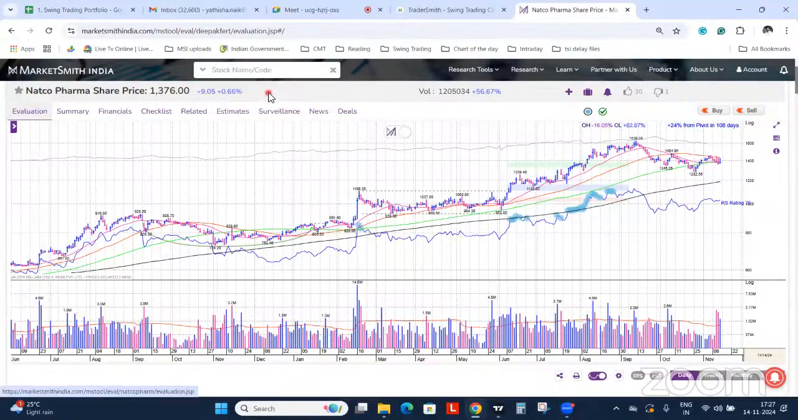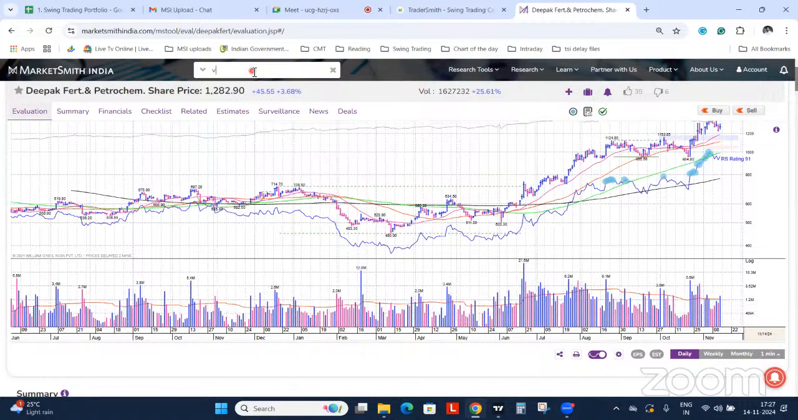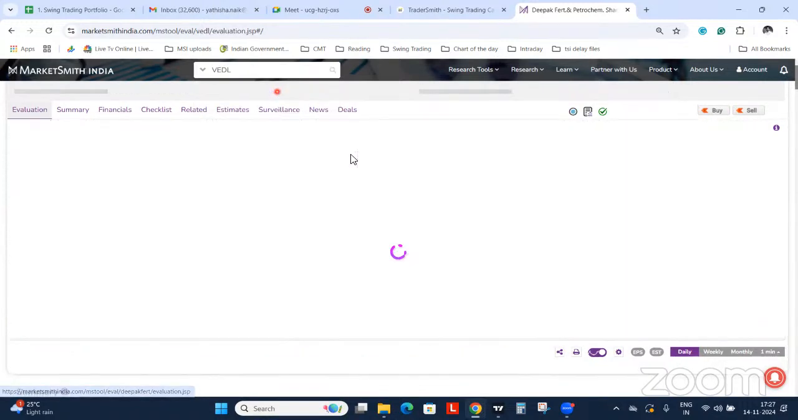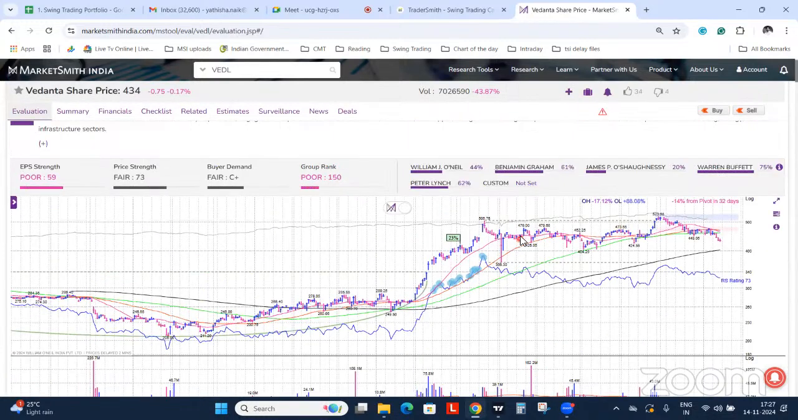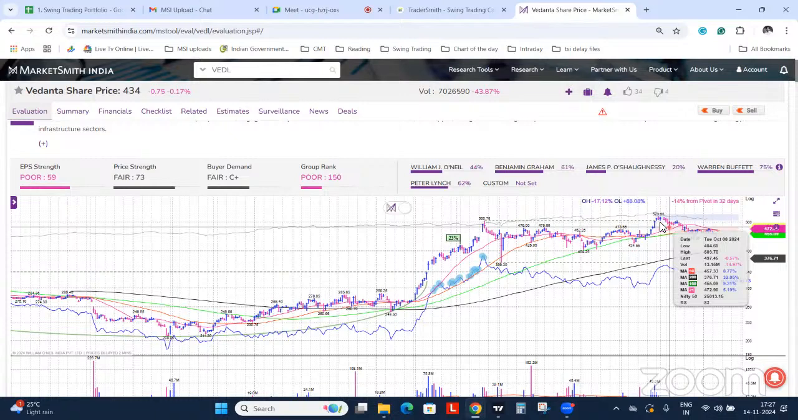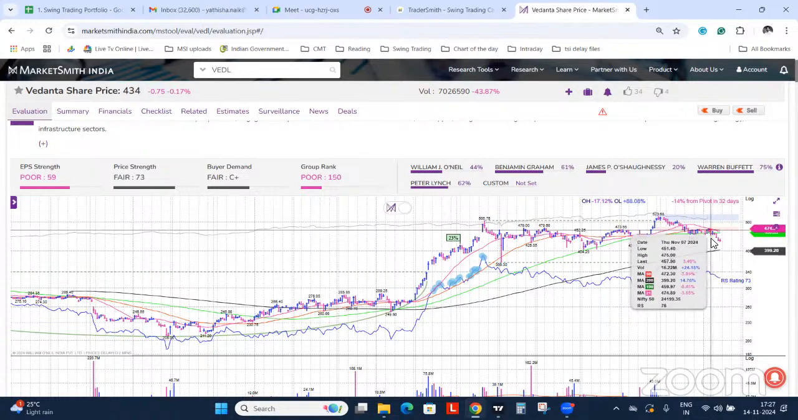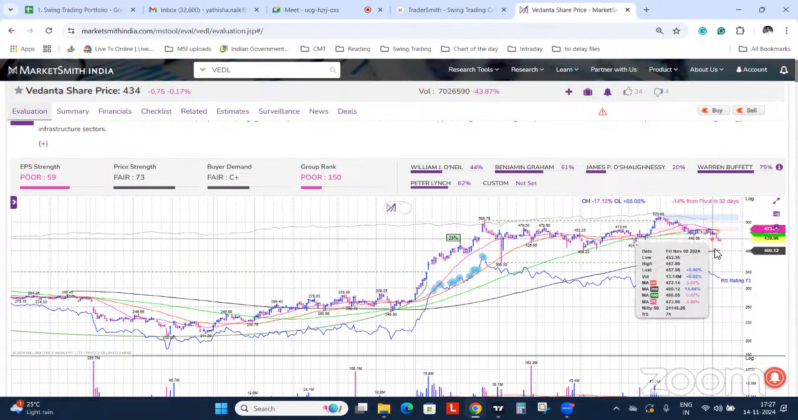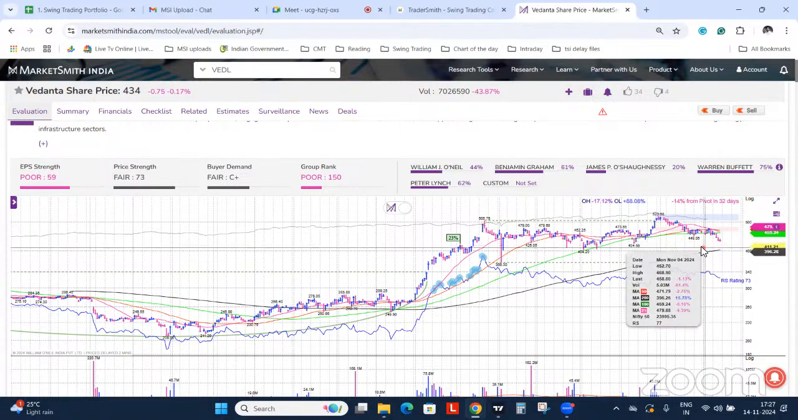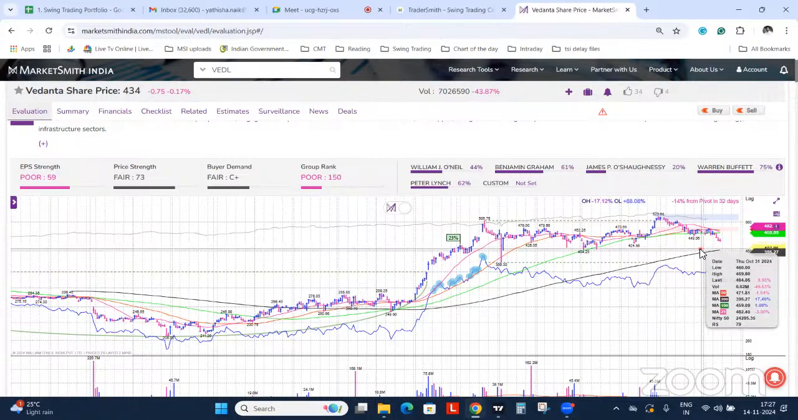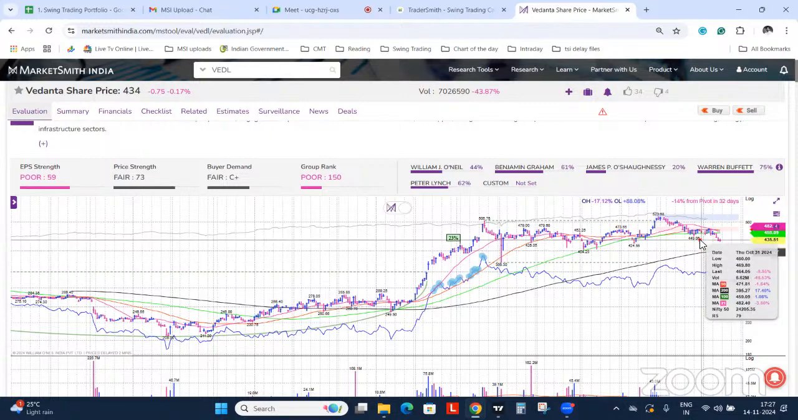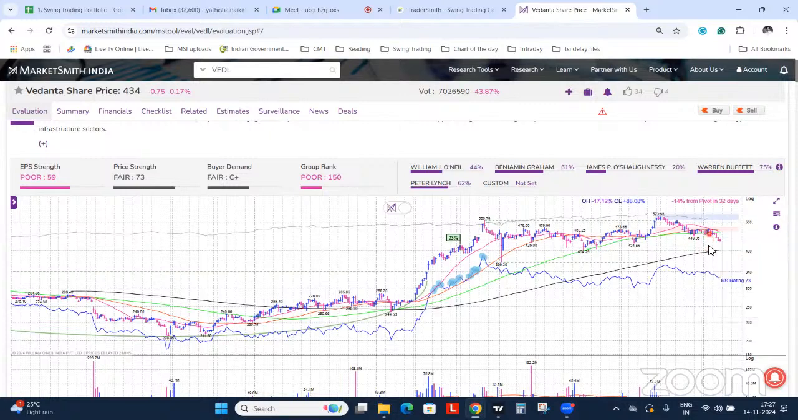Next is Vedanta. Can you take it, Atisha? Okay. Vedanta, if you see this particular stock, there has been an attempt to break out, but the breakout has failed and it has once again moved back to its consolidation range. Those already holding the stock from the breakout level can exit from this stock. It is likely to head down to the low of this consolidation range, which is around 400 rupees. So it is better to avoid this stock right now.